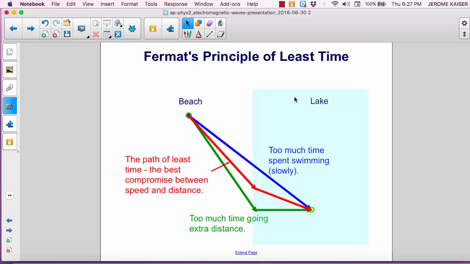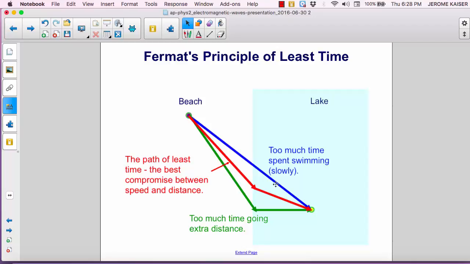So, what are possible paths? One that may seem obvious is to run in a straight line in the direction of the boat, dive into the water, and swim to the boat. That's the blue line. Well, what happens here is I'm going to be in the water more than I would be at any one of the other paths, and I swim slower than I can run, so I'm going to spend too much time swimming.